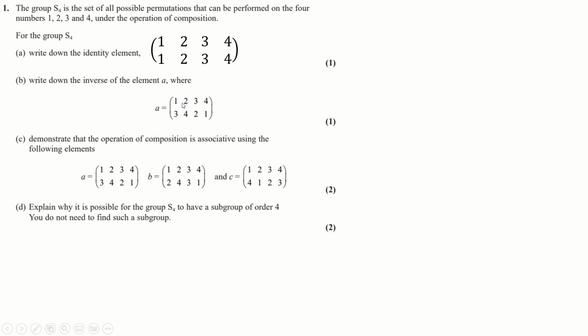The inverse of this: 1 is going to 3, so we're going to need 3 to go to 1. 2 goes to 4, so we're going to need 4 to go back to 2. 3 goes to 2, so we need 2 to go back to 3. And 4 goes to 1, so we need to send 1 back to 4 again.